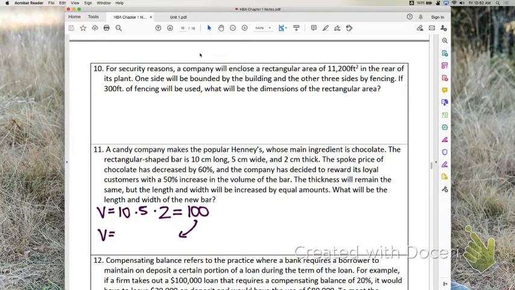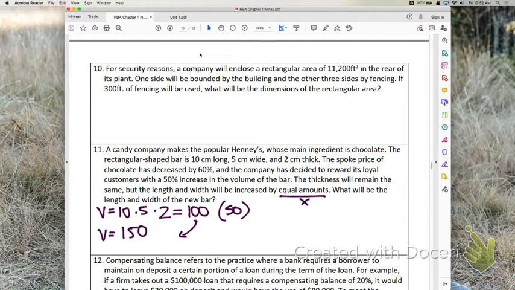200. Okay, so what is half of the original amount? 50. So half of the original amount is 50, therefore the new bar is now 150. Okay? The thickness will remain the same, but the length and width will be increased by equal amounts. Do we know what that equal amount is? No, this is going to be my x.